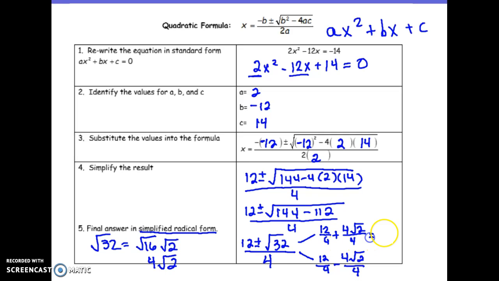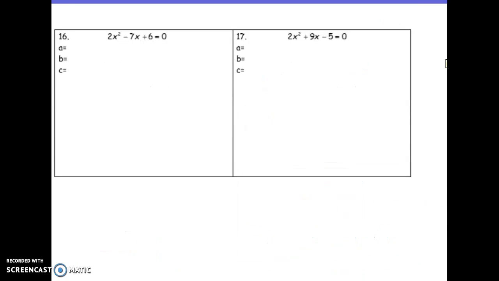Now 12 divided by 4 is 3, and here my 4's cancel out, so I'm left with 3 plus radical 2. And with this one, 12 divided by 4 is 3, so 3 minus radical 2. So my actual solution here would be x is equal to both 3 minus radical 2 and 3 plus radical 2. Okay, so we already did 14 and 15. I want you to try to do 16 and 17 on your own, and then come back and we'll look at the answers. Pause the video here and then come back and we'll compare.